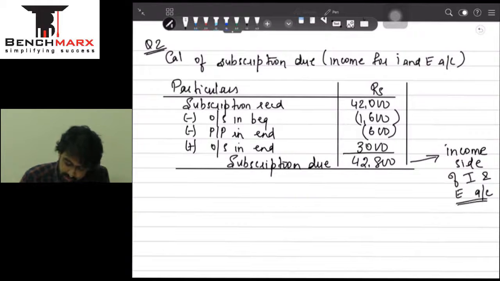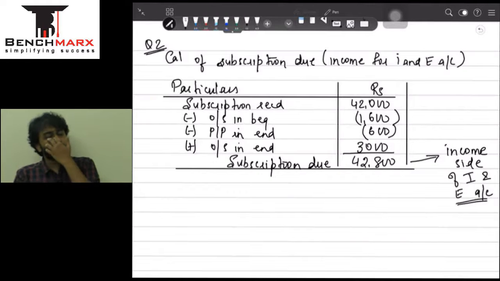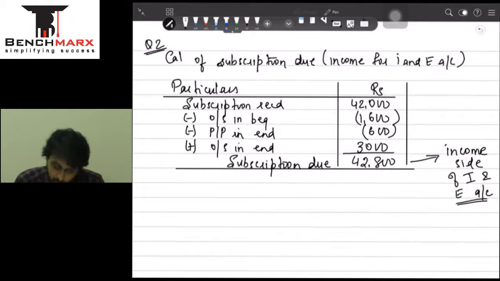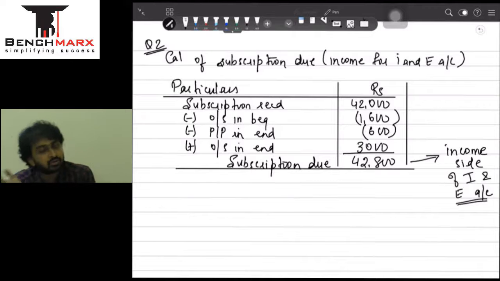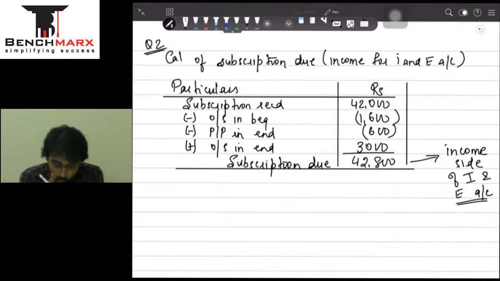Just for reference, you can write this. Ki iska relevance kya hai? This is going to go in the outer column of the income and expenditure account. Then, outstanding in the beginning would be in the opening balance sheet ka liability side. Prepaid in the end would be in the closing balance sheet ka asset side. And outstanding in the end 3000 would be in the closing balance sheet ka liability side. That is outstanding liability. This is how we will do the final accounts as well, because we need to know where all these items are actually going in the books of accounts.